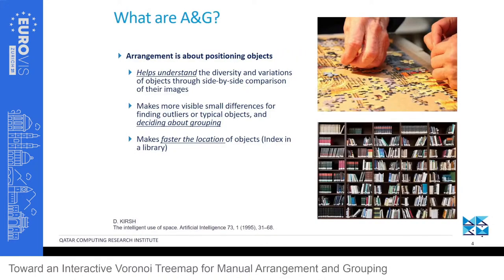So what are arrangement and grouping tasks? Arrangement is about positioning objects. It helps understand the diversity and variations of objects through side-by-side comparison of their images. It makes small differences more visible for finding outliers or typical objects and deciding about grouping. And it makes faster the location of objects, like an index in a library.